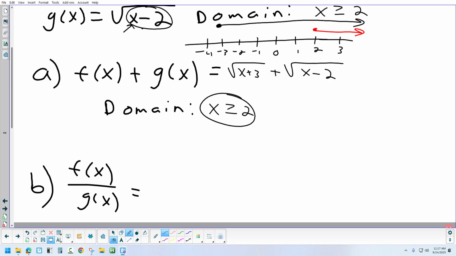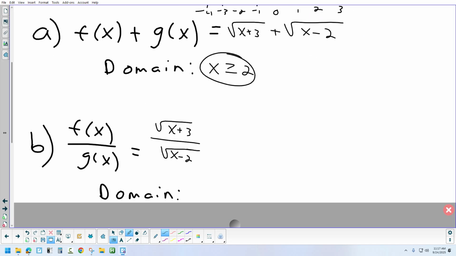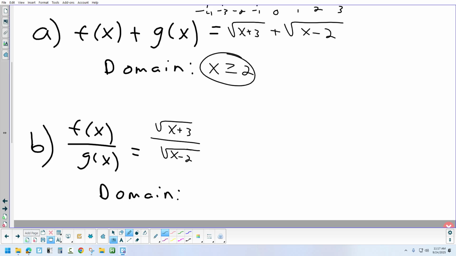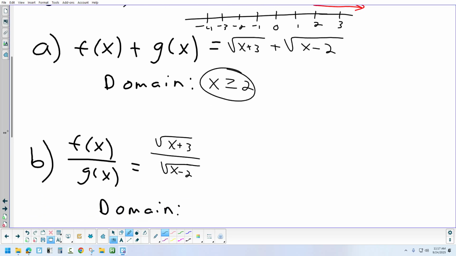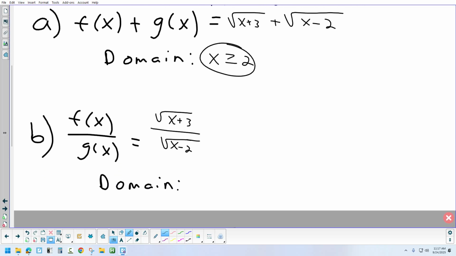Yeah. Good. With the square root of x plus 3 over square root of x minus 2. Yep, that's f of x divided by g of x. Okay, so that part, that's the easier part. What I'm more interested in now is the domain. We already know the overlap. These are the same two functions that we had in the last problem. So the overlap is everything 2 and higher.